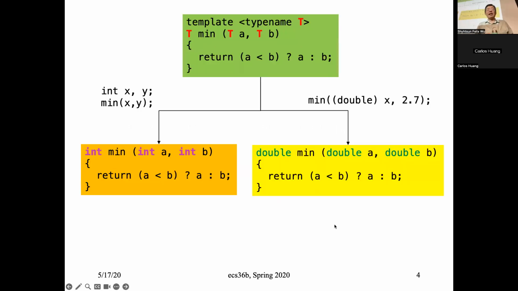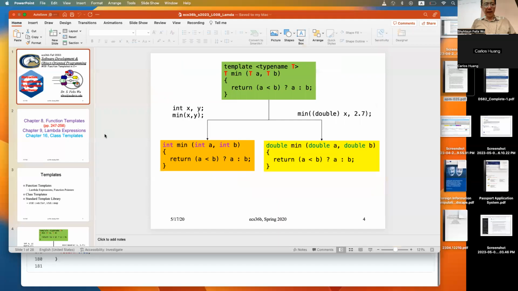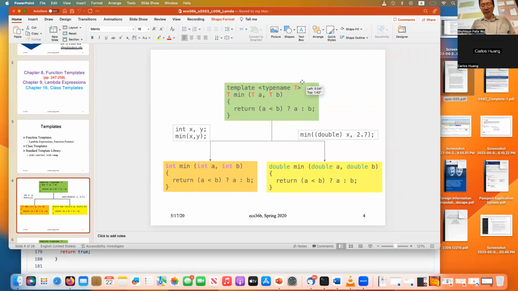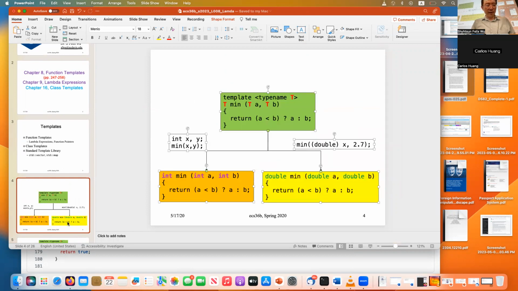Okay, so first let's actually take a look. What do I mean by a function template? So here's an example. I have a template which essentially compares two numbers. But I don't like this because the zoom is actually blocking some of the views. I'm going to move it down a little bit.